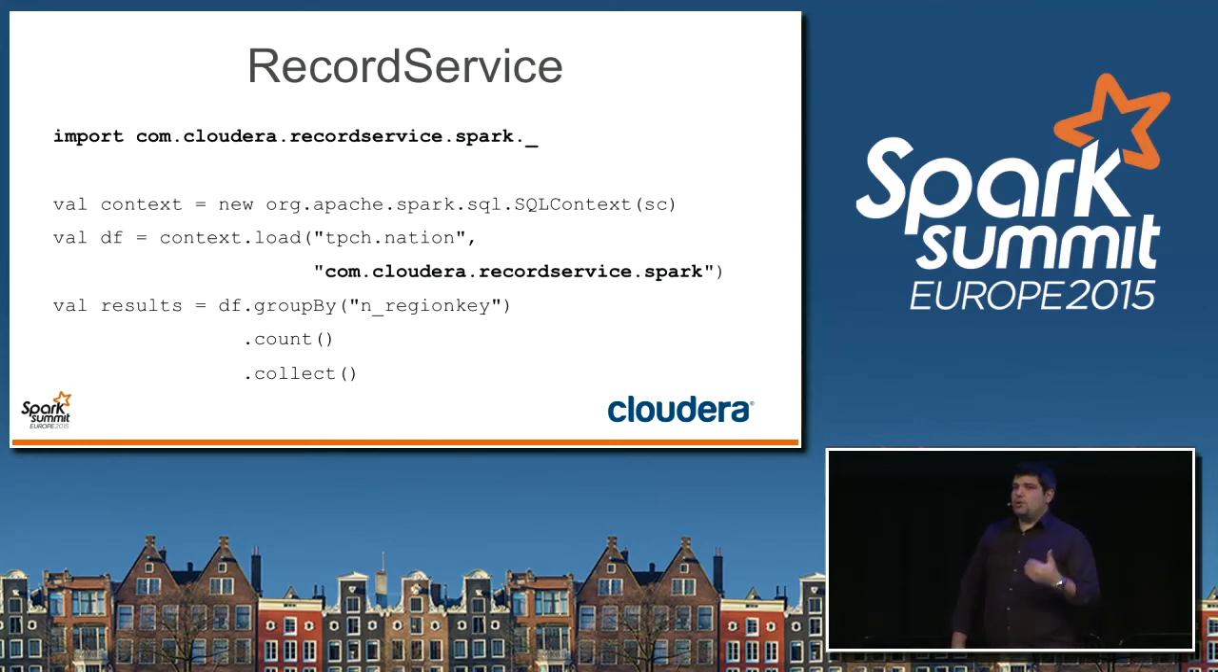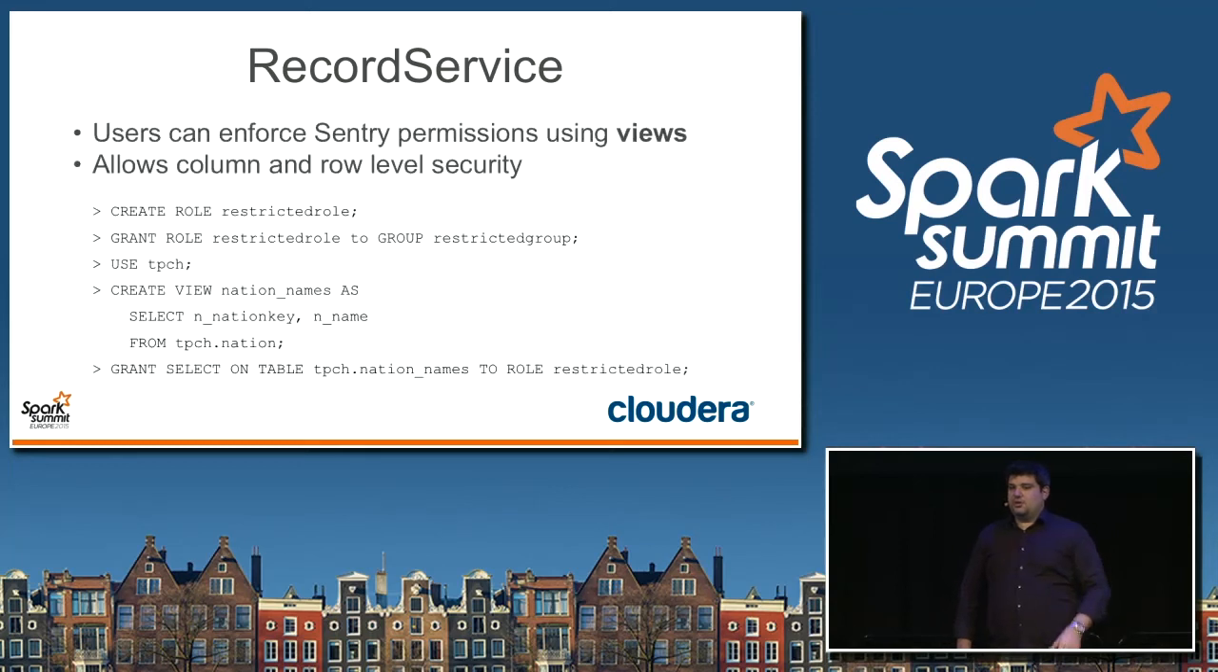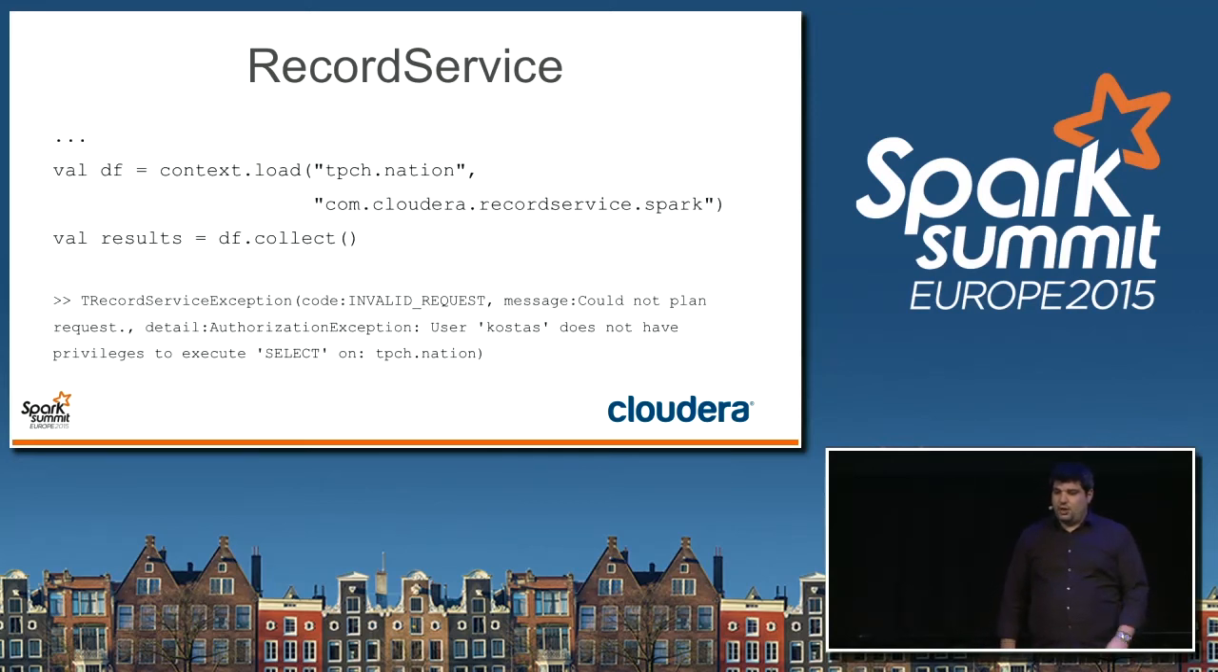Now, let's say you wanted to do row level security. You only want certain views. Well, what you can do is, after you've set up your roles, and this is how you do it in Hive, you create a role, and you can create a view that's basically a sub-select of the table. Let's call it nation names, is what I called it, and then you assign permissions to that role. Then you go back to the code again. If you try to read that nation table and you don't have access to the specific rows, then you will get this kind of exception here.